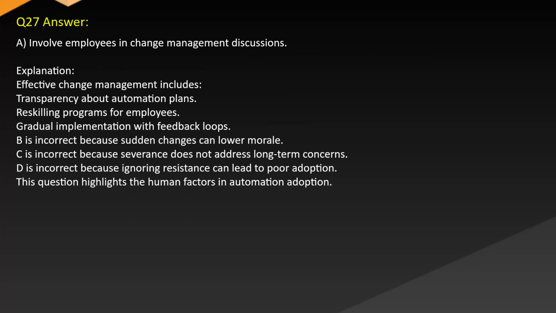Answer A. Involve employees in change management discussions. Explanation. Effective change management includes transparency about automation plans, reskilling programs for employees, and gradual implementation with feedback loops. B is incorrect because sudden changes can lower morale. C is incorrect because severance does not address long-term concerns. D is incorrect because ignoring resistance can lead to poor adoption. This question highlights the factors in automation adoption.